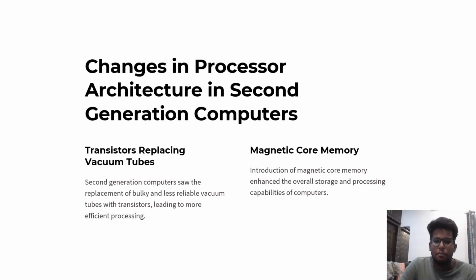Now we'll see the processor architecture in the second generation computer, how it has changed compared to the first generation. The transistors have replaced the vacuum tubes. Second generation computers saw the replacement of bulky and less reliable vacuum tubes with transistors, leading to more effective and efficient processing. It also used magnetic core memory, which was introduced to enhance the overall storage and processing capability of a computer.